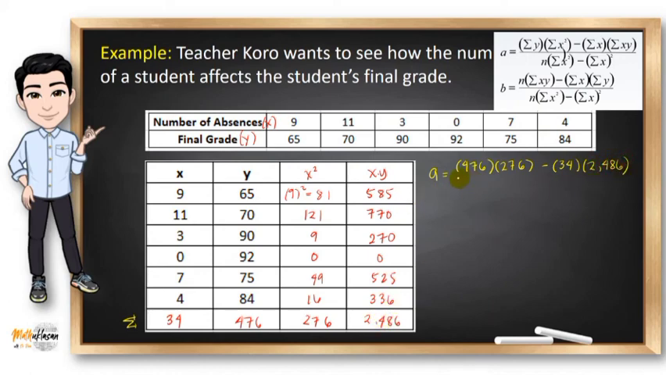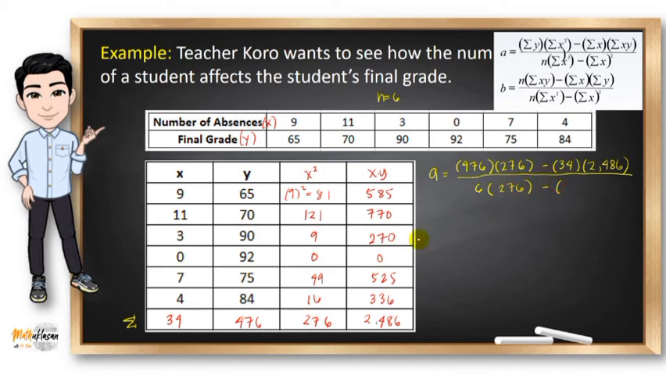Ayan. Siyempre, lahat yan ay i-divide natin dun sa n. Okay, so yung n natin dito ay yung bilang ng sample natin. So dito meron tayong 6 students, 1, 2, 3, 4, 5, 6. So yung ating n is 6. Ayan, so lalagay ko dito 6 times summation of x squared ulit. So yung summation of x squared is 276.